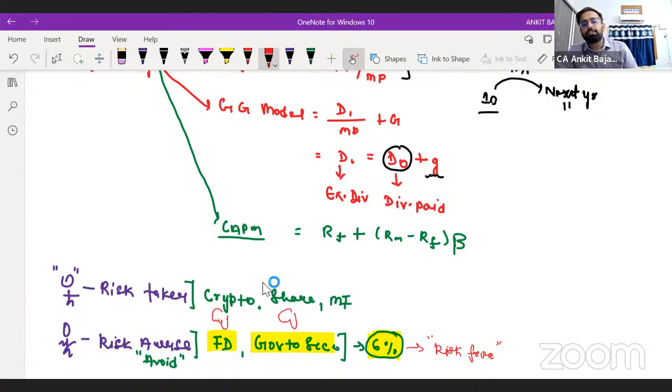But if you are investing into shares, since we are discussing equities, I will take the example of a share. If you're investing into shares, here there's a high risk. Why? Because the share market is very volatile. So if you're investing your money into the share market, you have to face volatility.